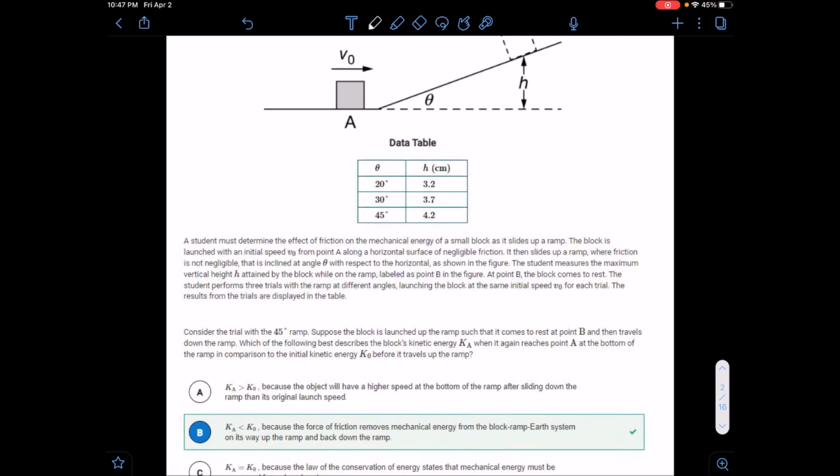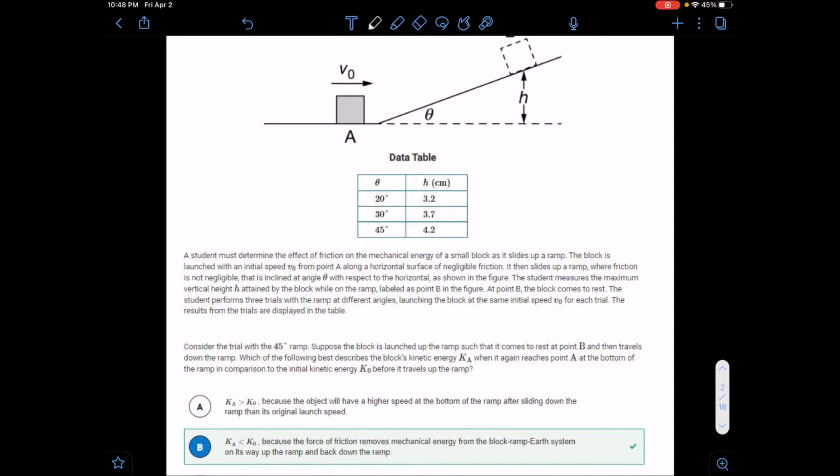Part 2. So consider a trial with the 45-degree ramp. Suppose a block is launched up the ramp such that it comes to rest at point B and then travels down the ramp. Which of the following best describes the block's kinetic energy K_A when it reaches point A at the bottom of the ramp in comparison to the initial kinetic energy before it travels up the ramp?